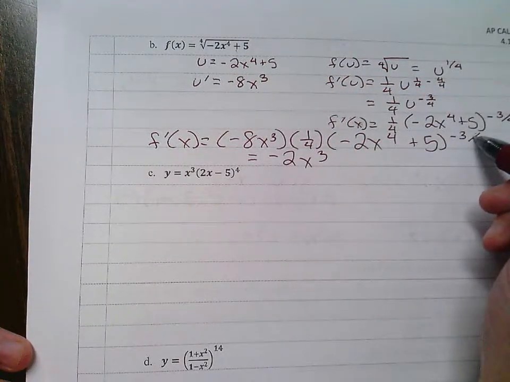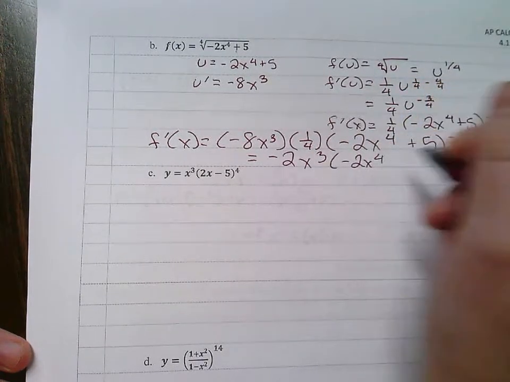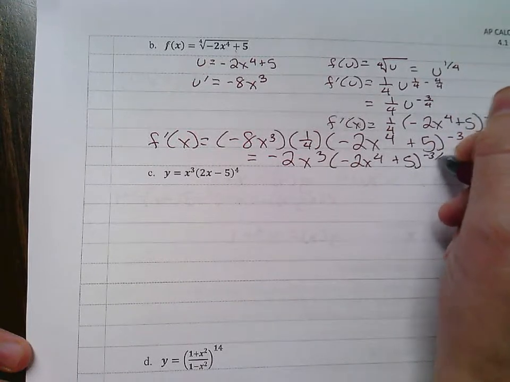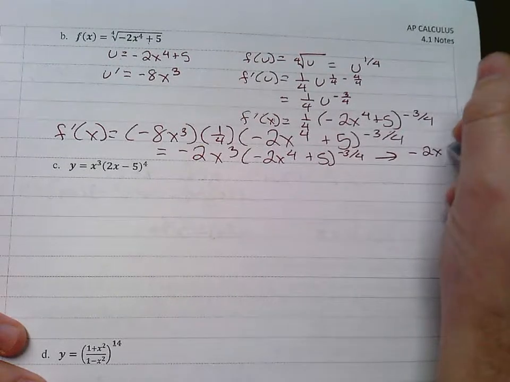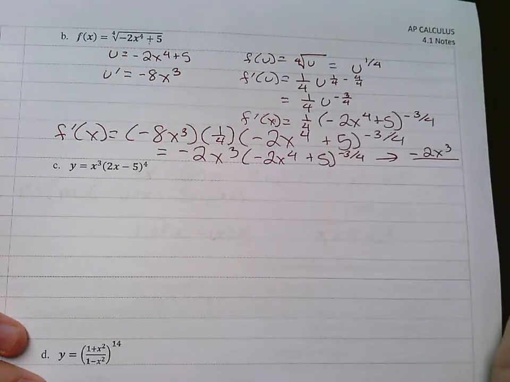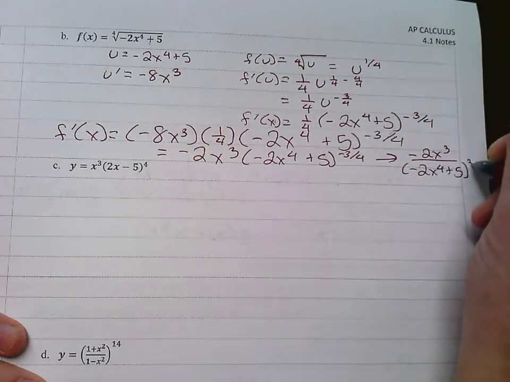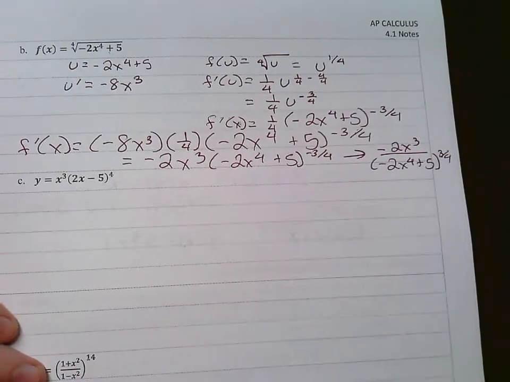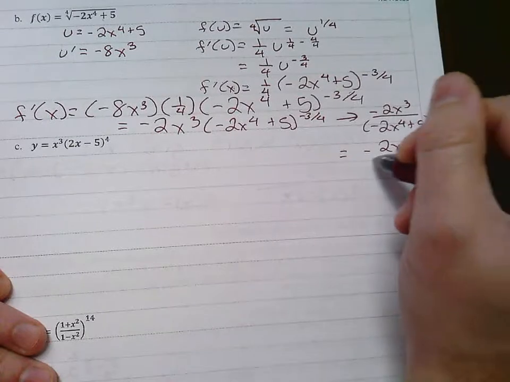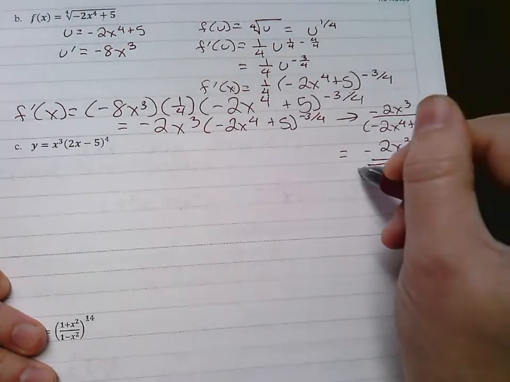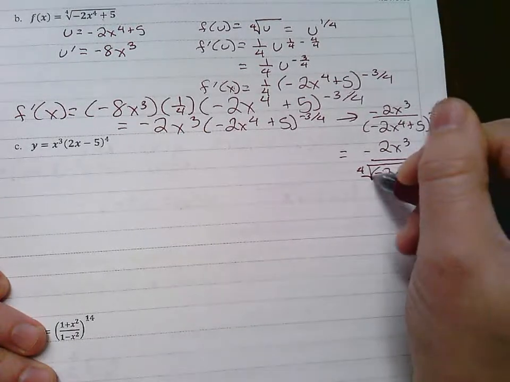And this is a negative exponent, so this is going to go in the bottom. I'm going to do that in the next step. Your final answer is going to be negative 2x cubed over negative 2x to the 4th plus 5 equals 3 to the 4th. And if you really love algebra, you can take it one step further and write it like that.